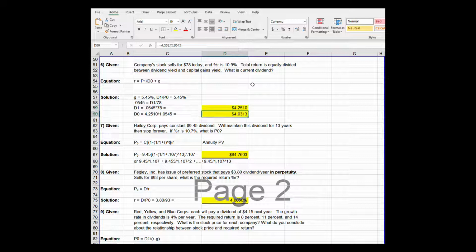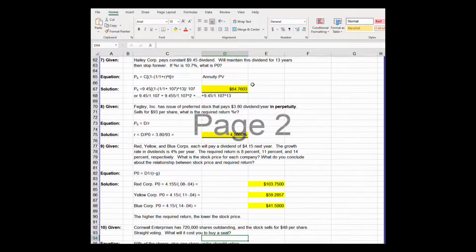0.0545 times 78. And to go back 1 year to D0, what is the current dividend? D0, not D1. I divide that D1 by 1.0545 and I get a D0 of 4.0313. There's your answer to problem number 6.